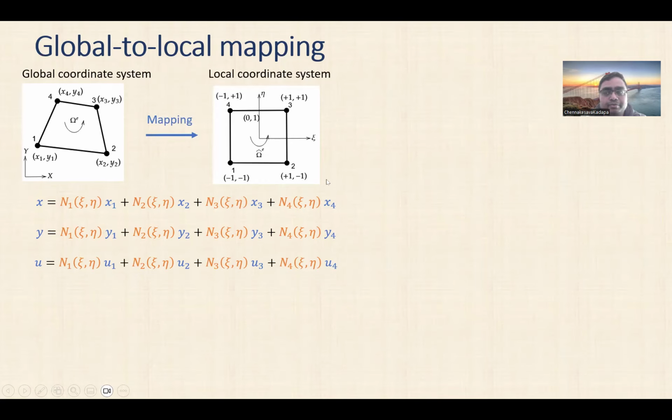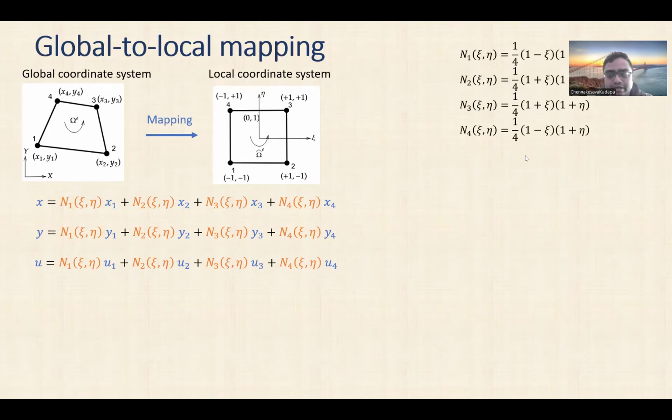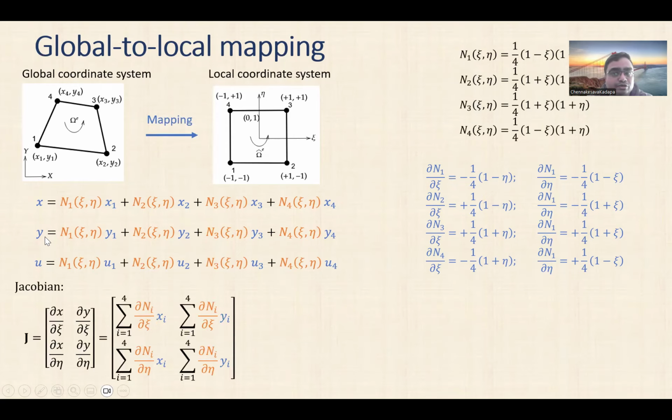And for the 4-noded element, we know the basis functions. We can derive them if you want, but we are not going into those details in this course. So these are the basis functions in the xi and eta coordinates, that is our local coordinates. And once we know the basis functions in xi and eta, we can find their derivatives with respect to xi and eta. These are the derivatives. Once we know the derivatives of basis functions with xi and eta, and by following these expressions for x and y, we can calculate the Jacobian matrix.